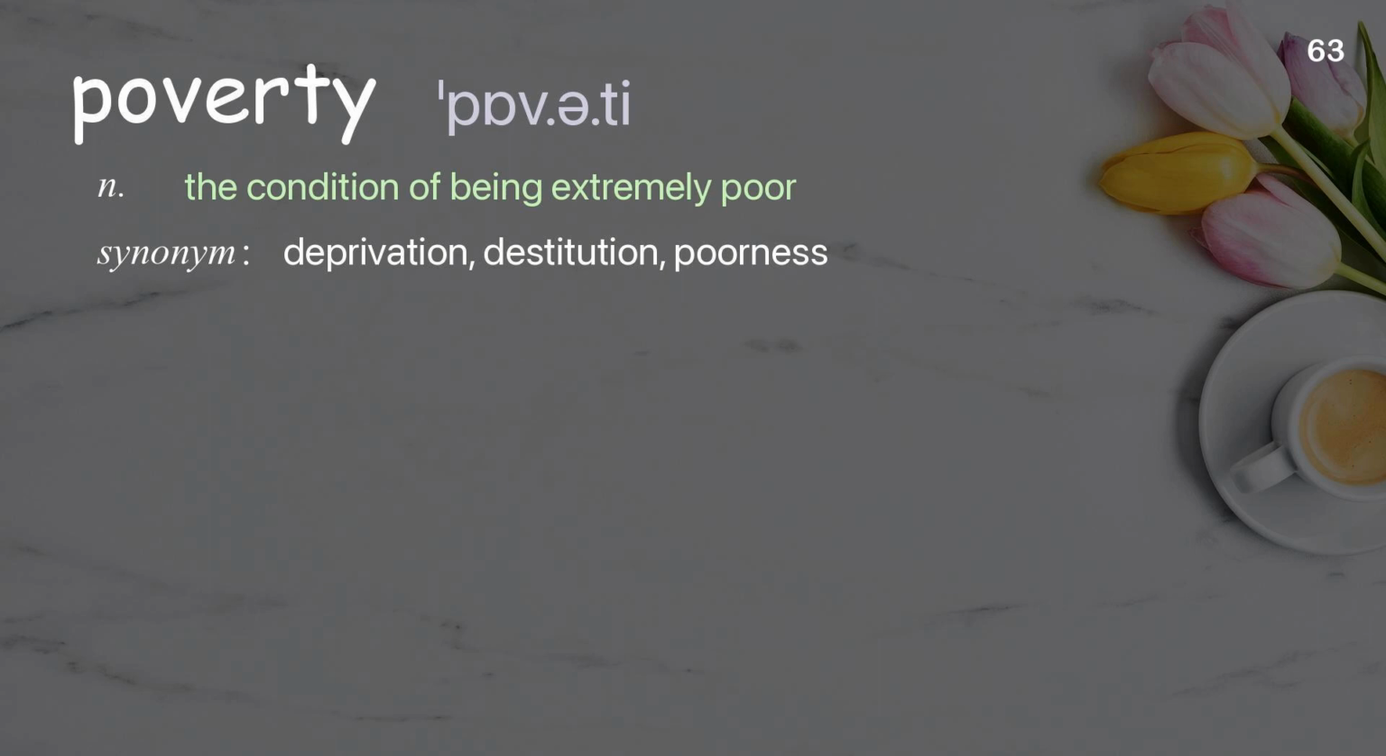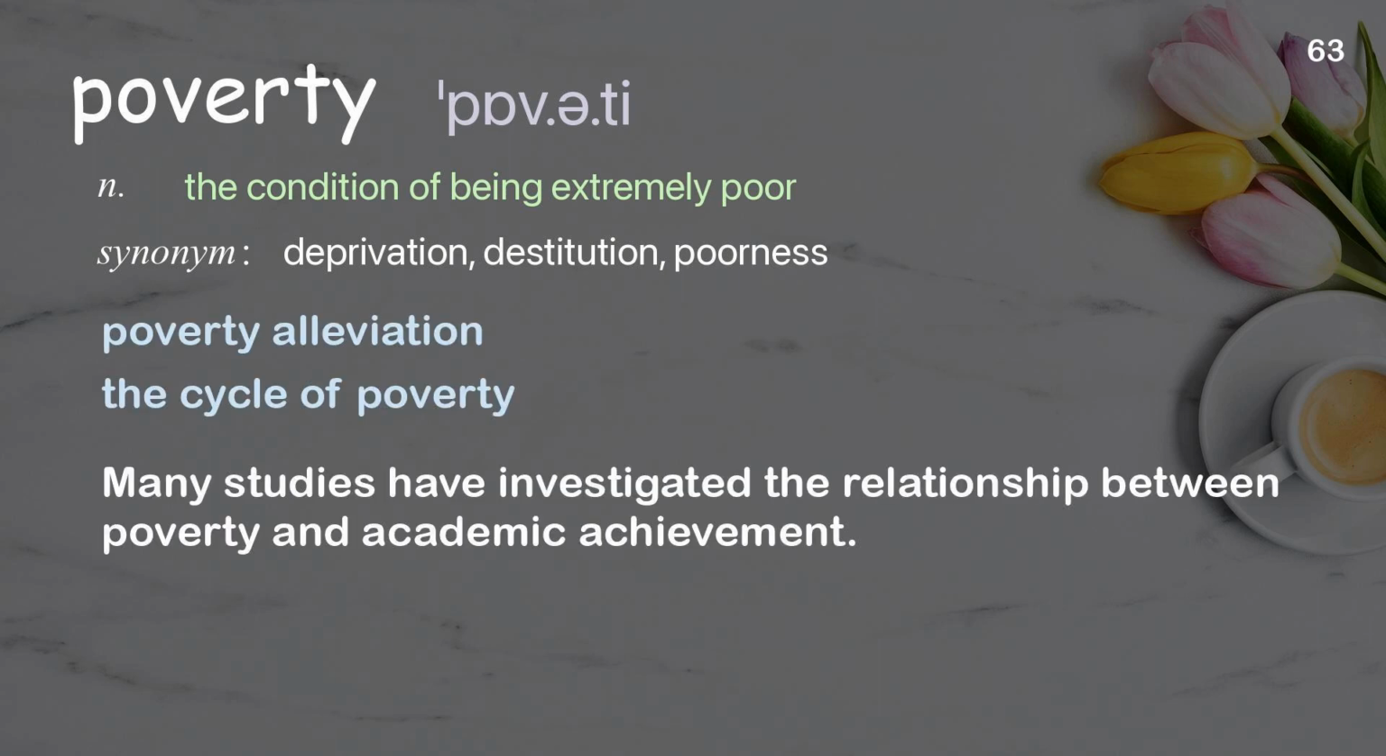Poverty: the condition of being extremely poor. Examples: Poverty alleviation. The cycle of poverty. Many studies have investigated the relationship between poverty and academic achievement.